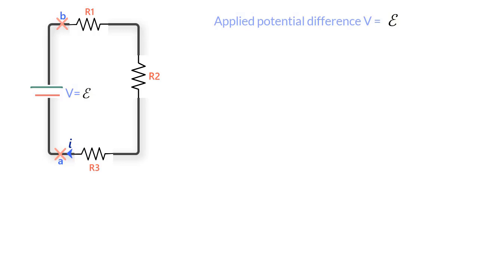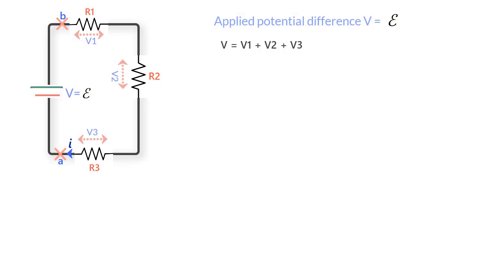However, as the charge moves through each resistor, its potential drops such that the total drop equals V. So if V1 is the drop in potential across R1, V2 across R2 and V3 across R3, then V is equal to V1 plus V2 plus V3.